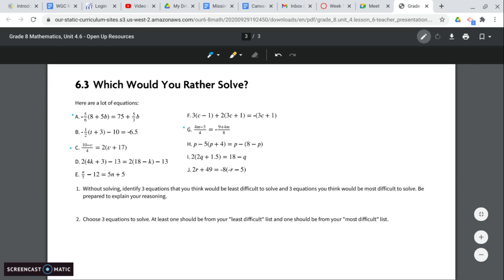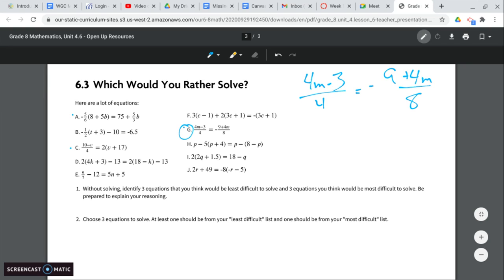So that way you have some experience with those, but it's all about just having a strategy for being able to solve. So your keyword for this lesson is strategies. So I am going to do G. So we have (4m minus 3) over 4 equals (negative 9 plus 4m) over 8.